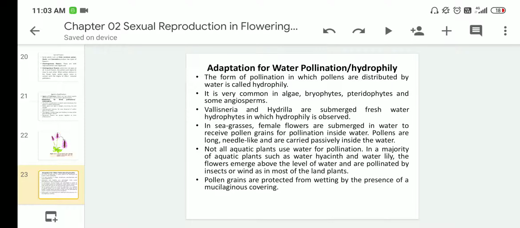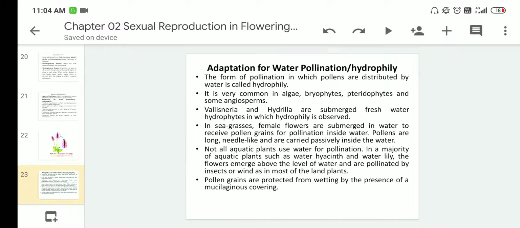Now, adaptation for water pollination or the hydrophily. The form of pollination in which pollens are distributed by water is called hydrophily, and flowers are hydrophilous flowers. It is very common in lower organisms, lower plants like the algae, bryophyte, pteridophytes, but in some of the angiosperm, water pollination has been very frequent or necessary, compulsory.